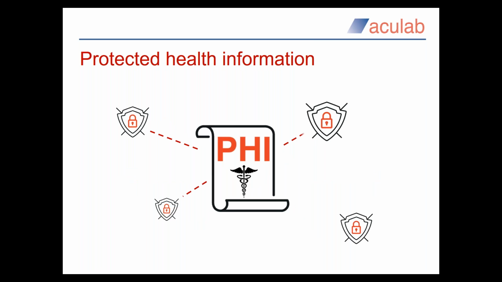So we'll talk a little bit about protected health information on this slide. And so we'll start off by saying that individually identifiable health information, so PHI, is in essence any information that relates to the individual's health condition or to the provision of healthcare to the individual. So that's information that identifies or can be used to identify the individual.